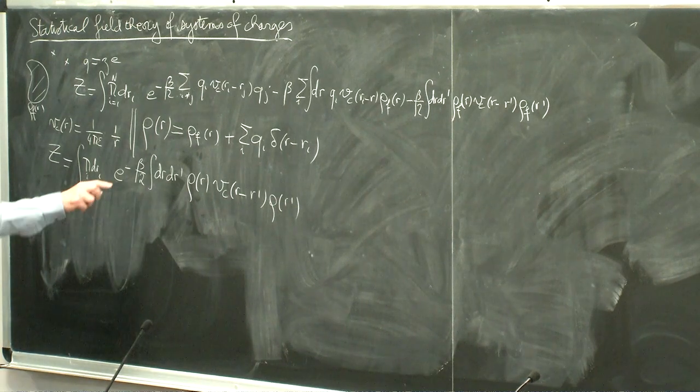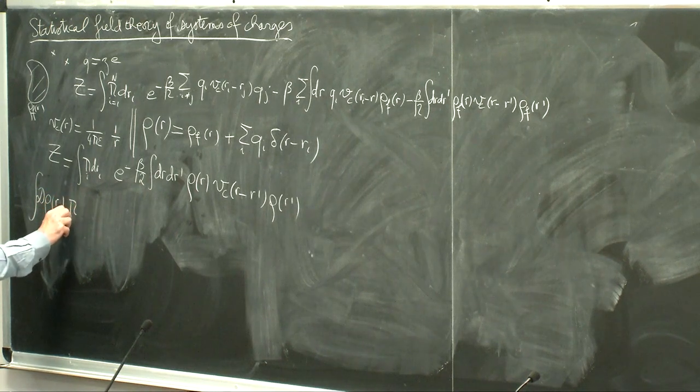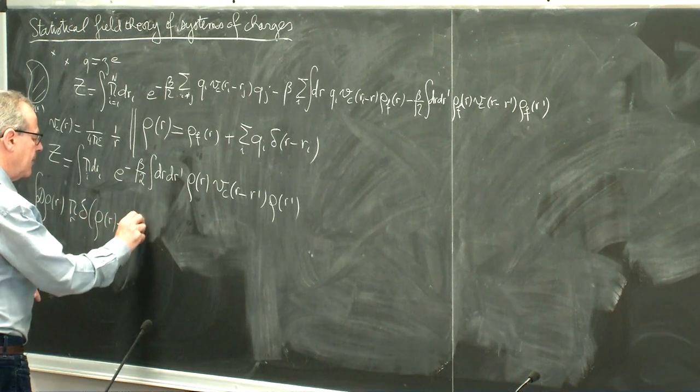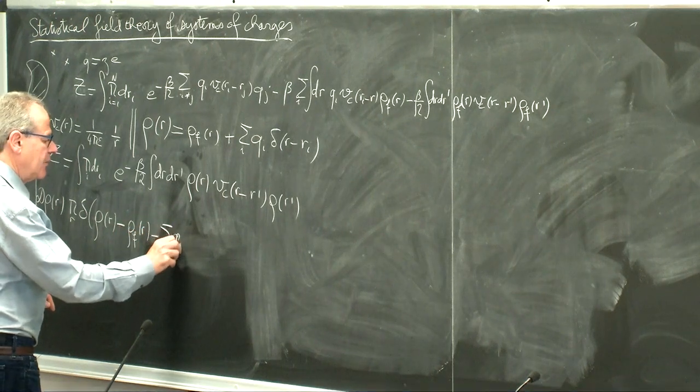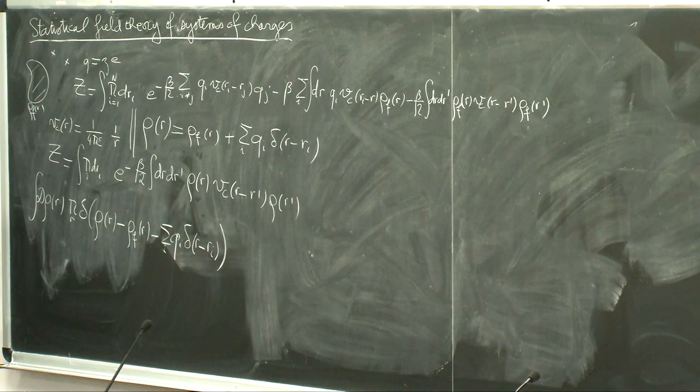In order to make a change of variable, you introduce the new variable. I will write it as integral d rho of r, product over r, delta of rho of r minus rho f of r minus sum over i q i delta of r minus r i. If I introduce this in here, then rho of r is really an integration variable. I have just introduced an identity, so I can stick it here.